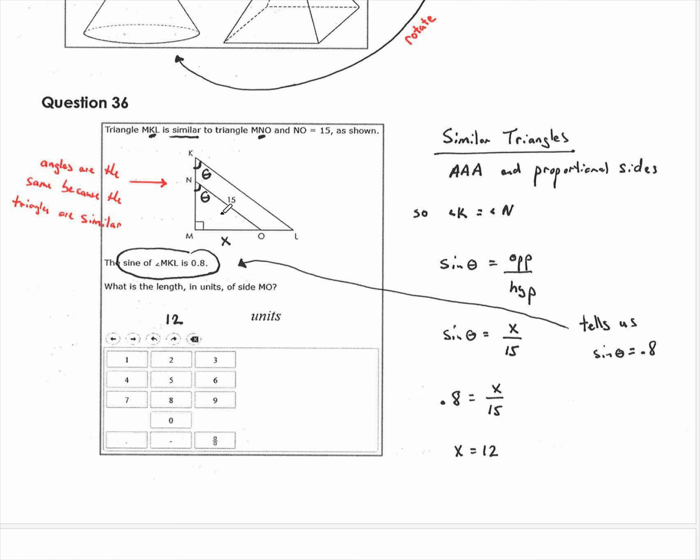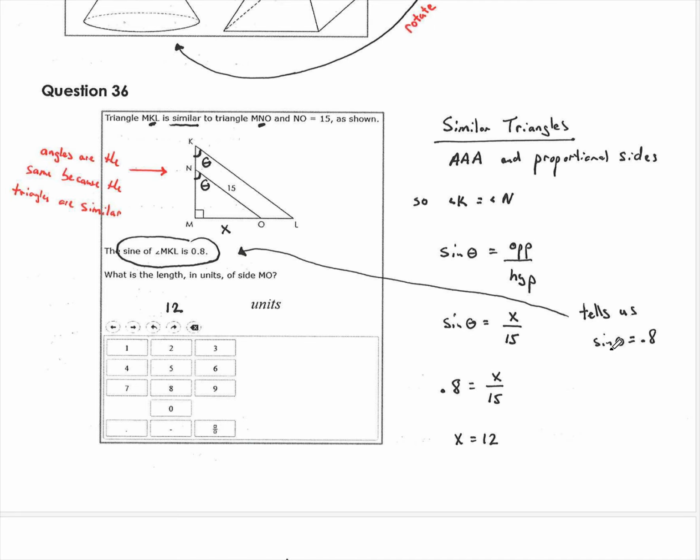Think about that triangle now. Sine is opposite over hypotenuse. So the sine of this angle is x over 15, which is where this came from. They tell us that the sine of the angle is 0.8, so I just take this 0.8 and put it in here. And so you get 0.8 equals x over 15. And I just solve, right? You just multiply by 15.